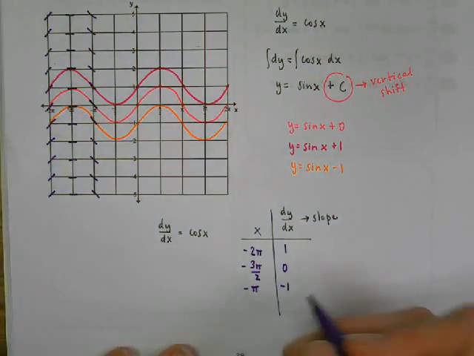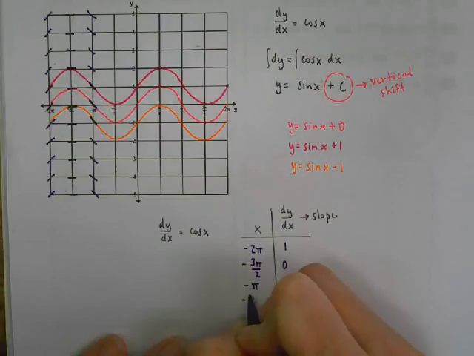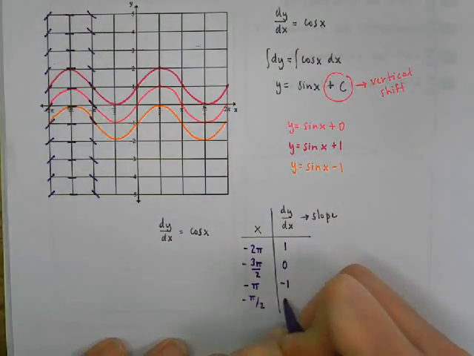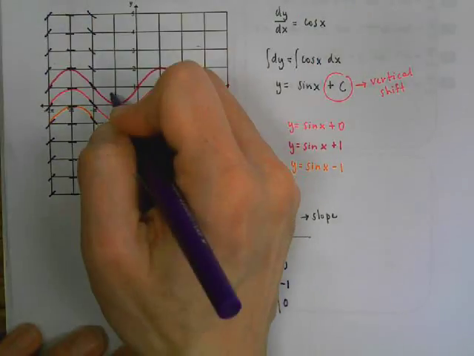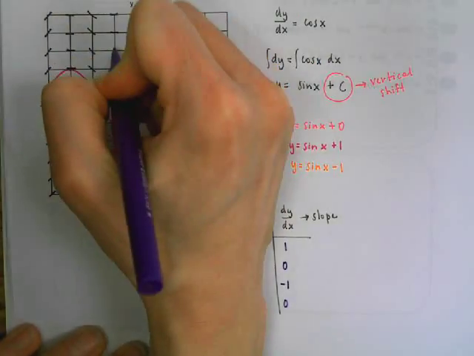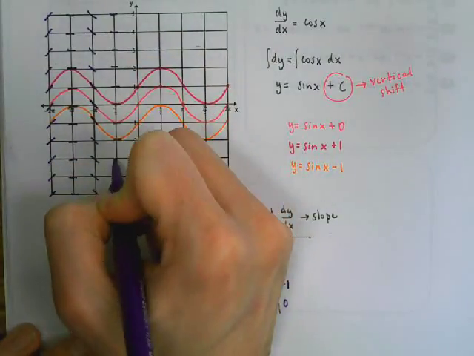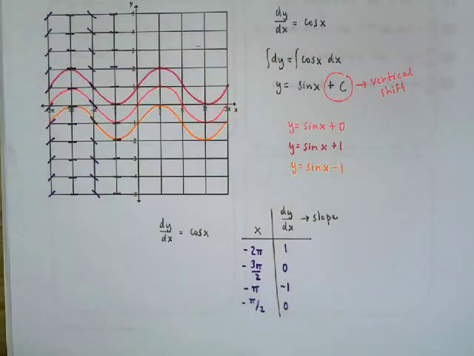And so we could keep going. So negative pi over 2, cosine is going to be 0. Everywhere x is negative pi over 2, I'm going to sketch in a slope of 0. Okay, so that's the idea behind a slope field.